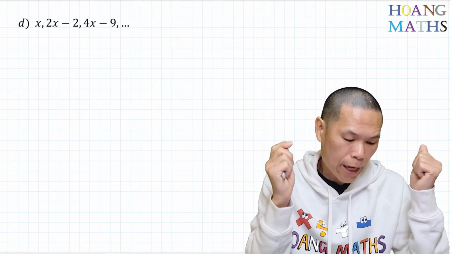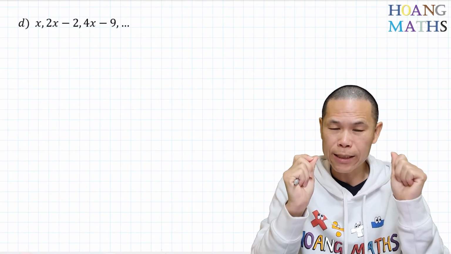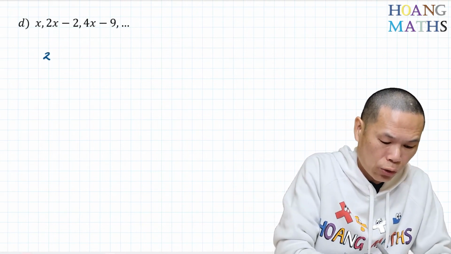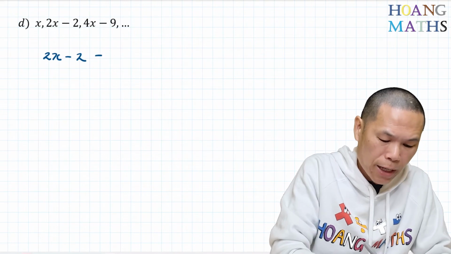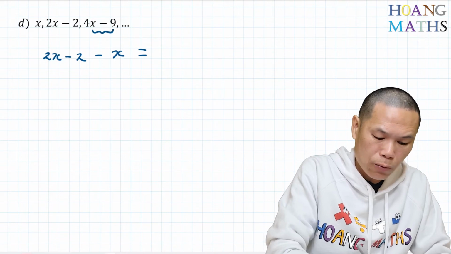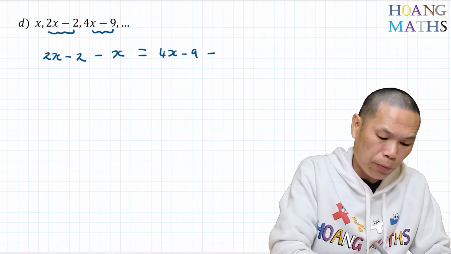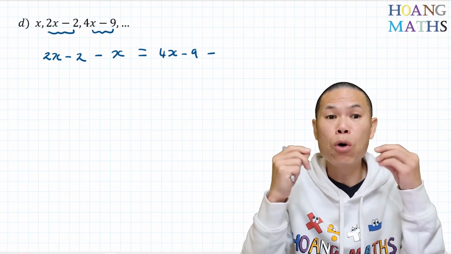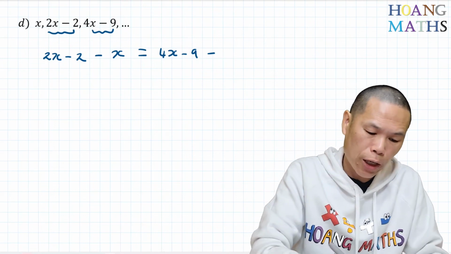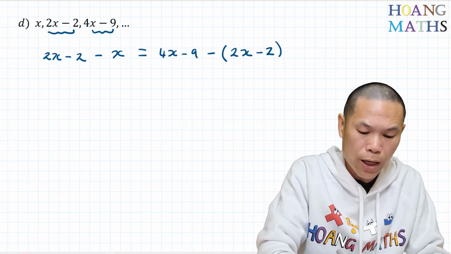Last one. Again, we just follow the process. So term 2 minus term 1 is exactly the same as term 3 minus term 2. So term 2 is 2x minus 2, and we minus term 1. So term 1 is x. That will give me term 3, which is 4x minus 9, minus term 2. But because term 2 has more than one term, we have to open and close the brackets, okay? Keep that in mind. So bracketed, 2x minus 2, that is term 2.